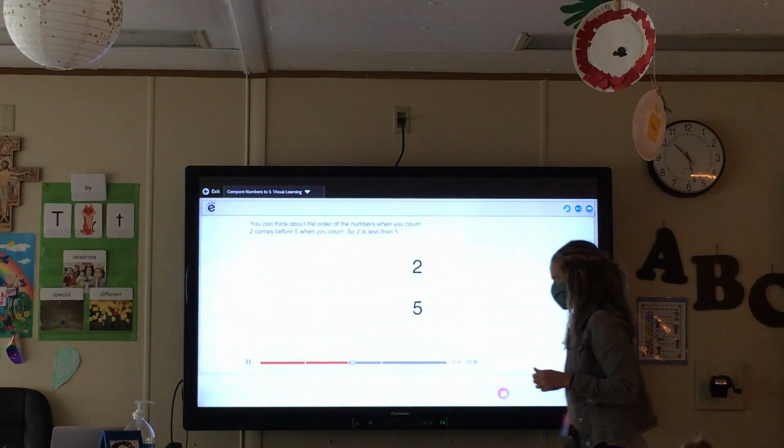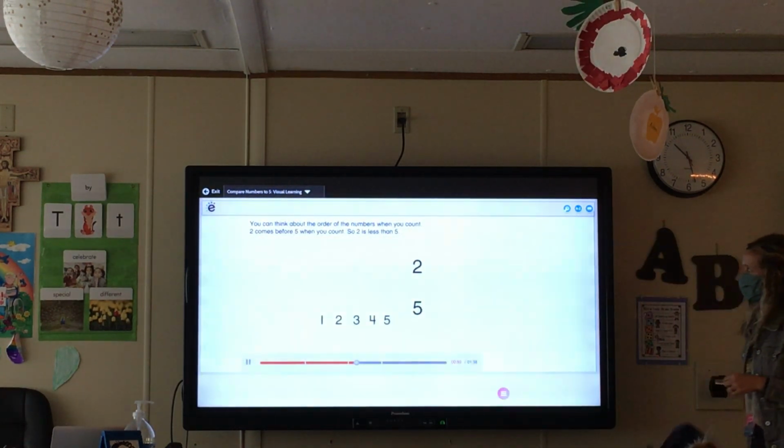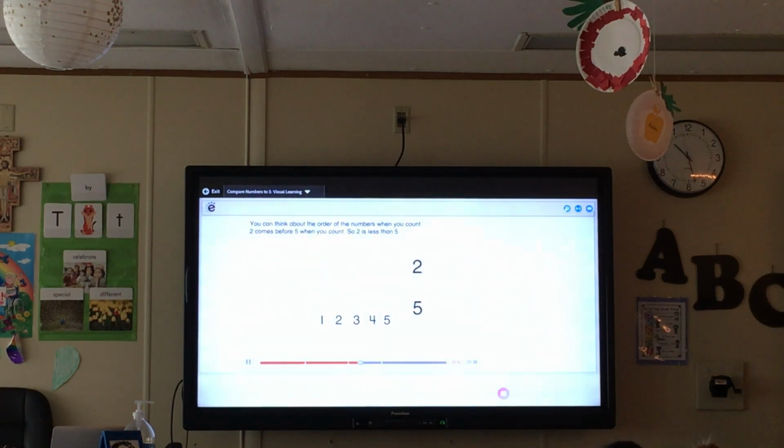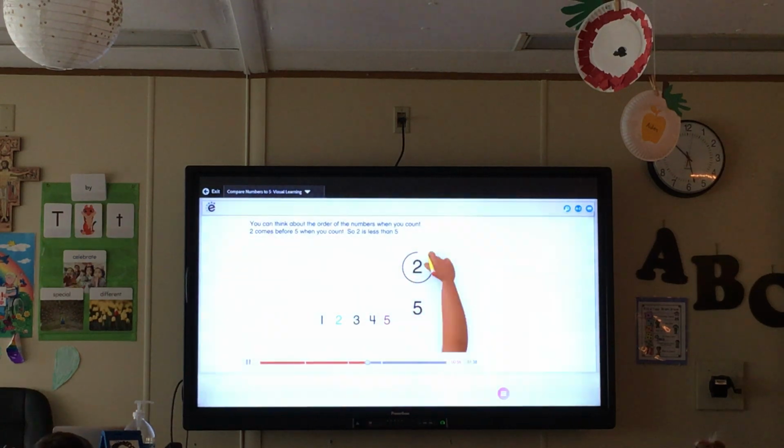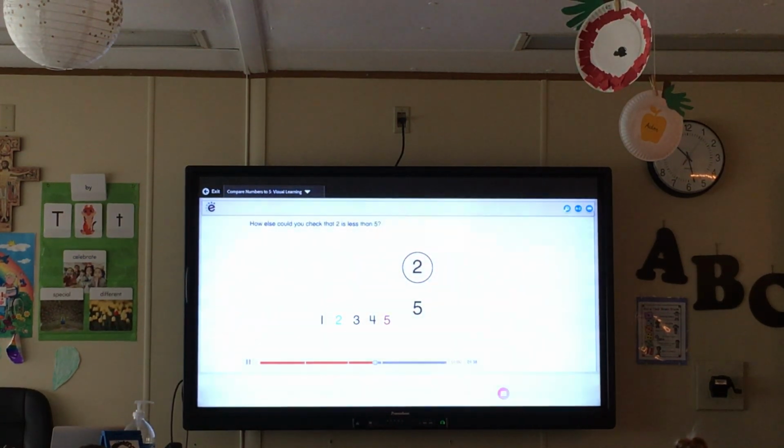You can think about the order of the numbers when you count. Oh, 2 comes before 5 when you count. So 2 is less than 5. How else could you check that 2 is less than 5?